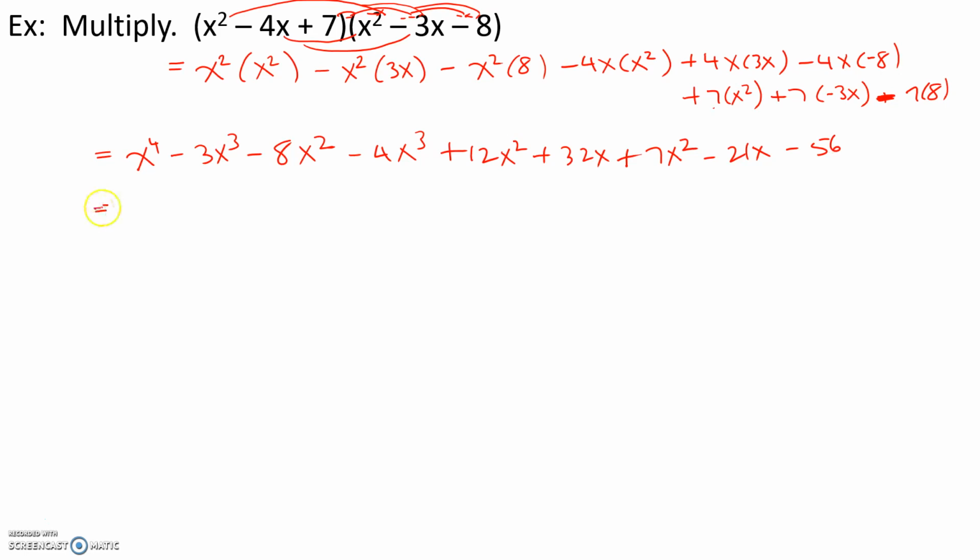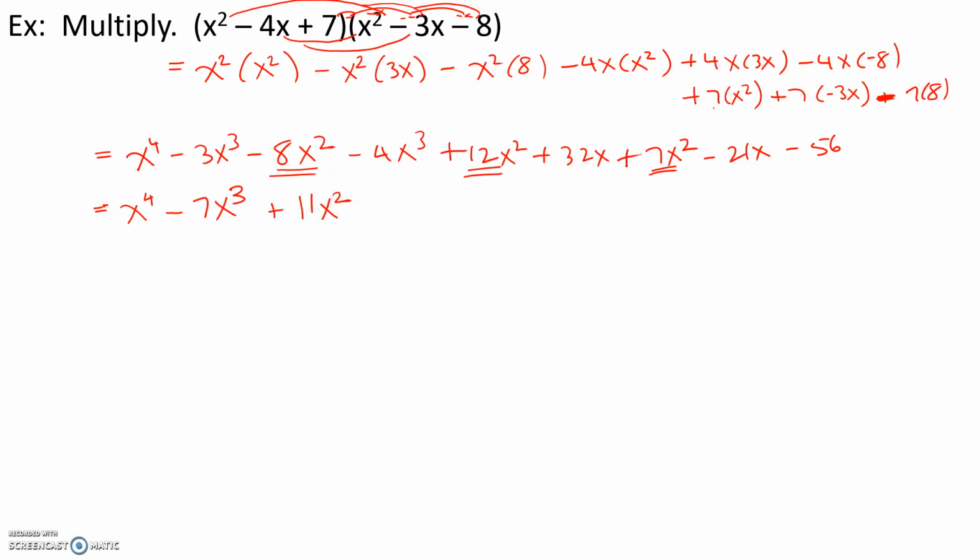Let's combine our like terms. I have x to the fourth. Negative 3x cubed and negative 4x cubed are my like terms with a degree 3. That's going to give me a negative 7x cubed. With the x squareds, I have a negative 8x squared, I have a positive 12x squared, and I have a positive 7x squared. If I add all my like terms, negative 8 plus 12 is 4, 4 plus 7 is 11. This gives me 11x squared.